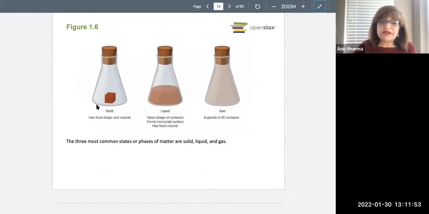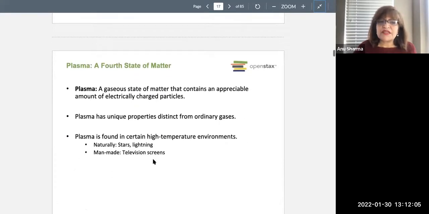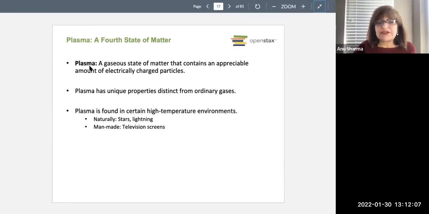Then comes the way we show them here, the three common states. This is a very definite shape. They take the shape of the container. Here they spread out, but if you remove this, they will spread out more, okay? Expands as it takes. So that's the deal with the gases. But there's also one more state of matter, which is called plasma.